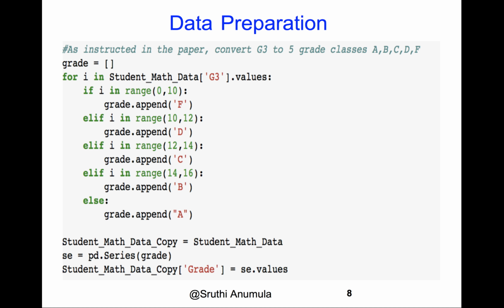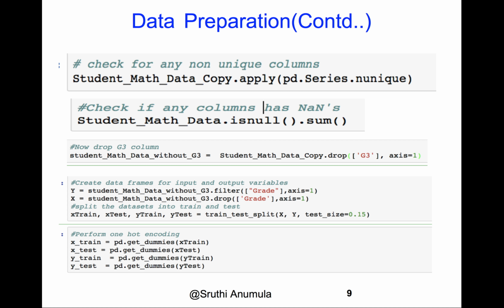So, as instructed in the paper, first I went ahead and converted G3 to 5 grade classes named A, B, C, D and F. Now, first I checked if there are any non-unique columns in the dataset. Next, I went ahead and checked if there are any columns which has nans. Luckily, there are no columns which have nans.